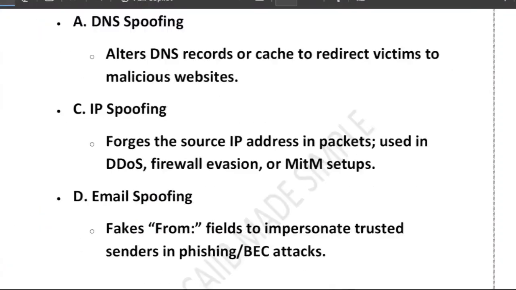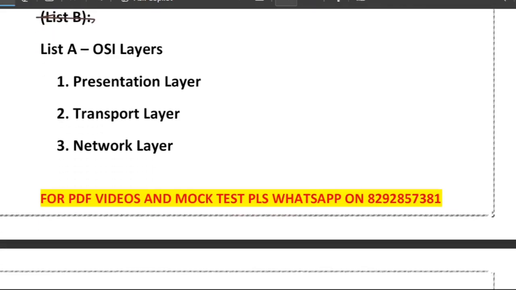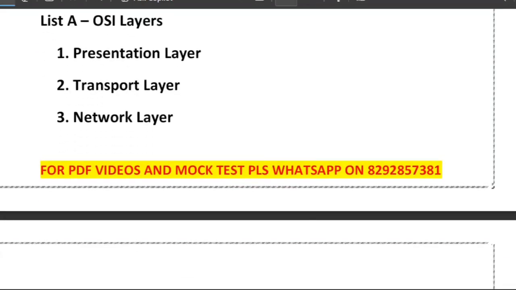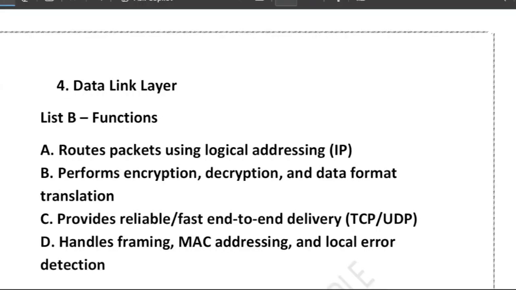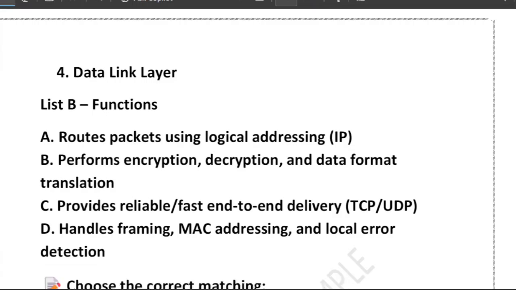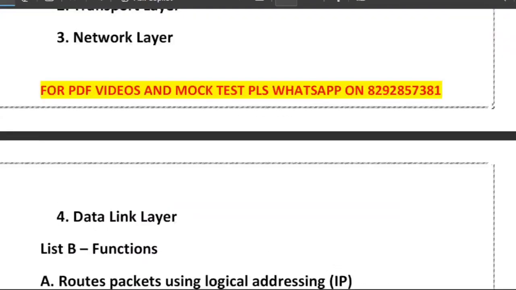Now, one question is based on match the following type. On one side, they have given you the OSI layer, and on the other side, the function. Like list A, OSI layer: presentation, transport, network, data link. And B, they have mentioned the function: route packet using logical addressing, perform encryption, decryption, and data format translation, provide reliable, fast end-to-end delivery, handle framing, MAC addressing, and local error detection. So you have to link. The 4 options have been given: 1C, 2B, 3A, 4D, and likewise 4 options they have mentioned.